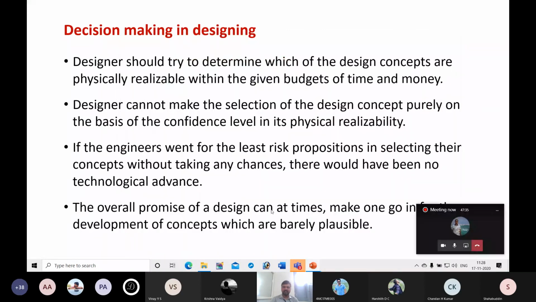The overall promise of a design concept can at times, overall promise meaning because of the features of the design, make one go in for development of concepts which are barely plausible. That means the probability of successfully getting that product may be less. Still, you put in an attempt to get that product.